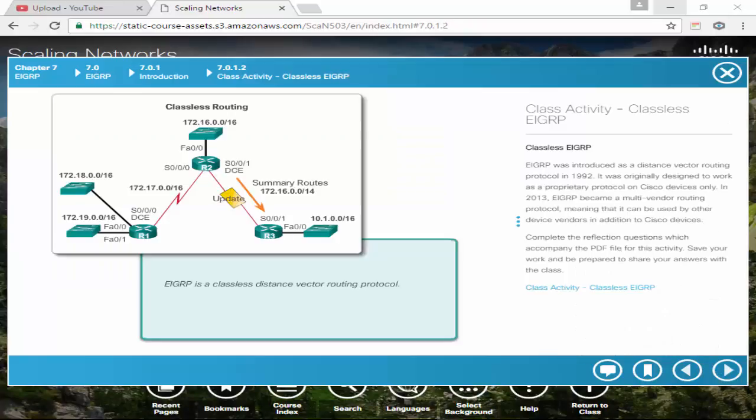So we have this class activity on classless EIGRP. So classless just means it's going to send our routing prefix rather than over here the 10's using a /16. The 172.16 is a classful routing prefix. Anyways, we're not going to worry about this class activity unless you want to. Go ahead and do it on your own.